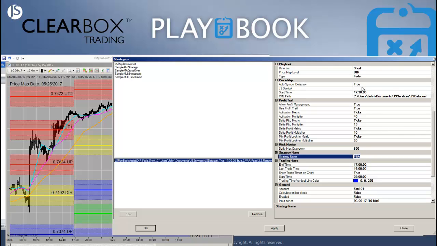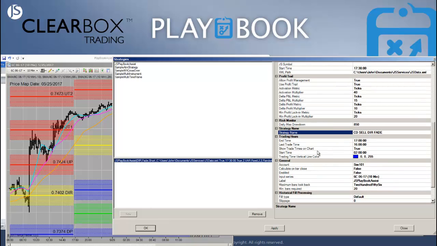Here we need to name the strategy, and so we're going to use our naming convention. I like to use the contract symbol because every single strategy has to have a chart associated with it. And so that way when we pull it up in the strategy tab, we know that this is a Canadian dollar sell DIR fade strategy.